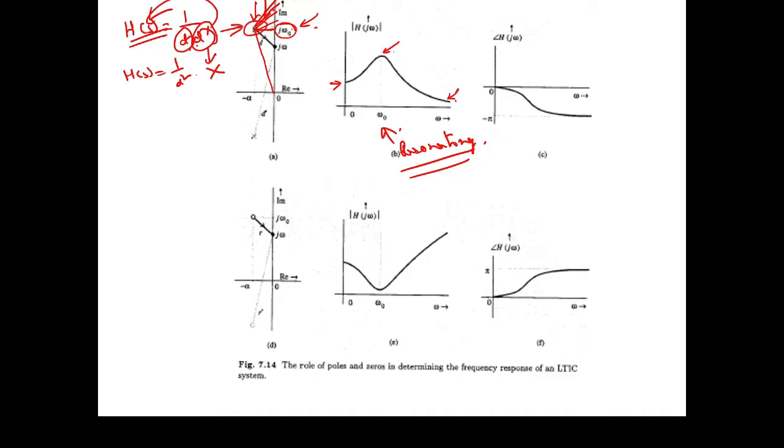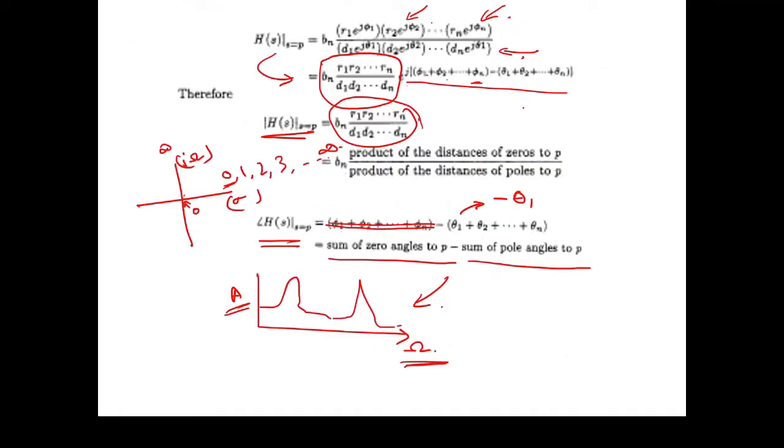Okay, now correspondingly I told you about the phase response. If you look at the phase response over here, it varies within the range 0 to minus pi, and it is in the negative domain because the phases of the poles are subtracted from the phases of the zeros. So if no zeros are present, then we only get the negative value.